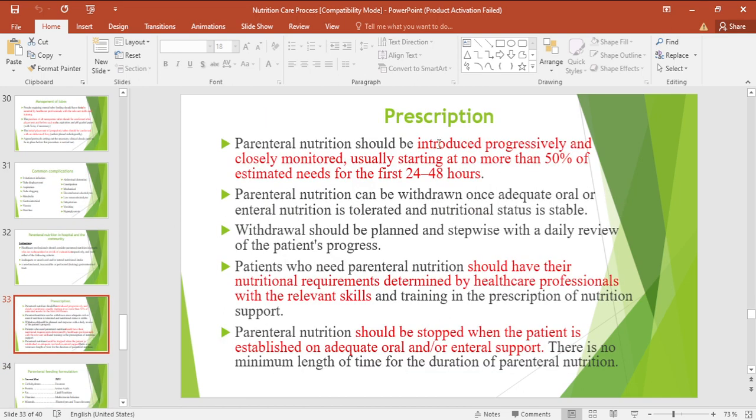The prescription should be introduced progressively and closely monitored, usually starting at no more than 50% of the estimated needs for the first 24 to 48 hours. This care can be withdrawn once adequate oral intake can be tolerated. And withdrawal should also be planned and should be stepwise with a daily review of the patient's progress.